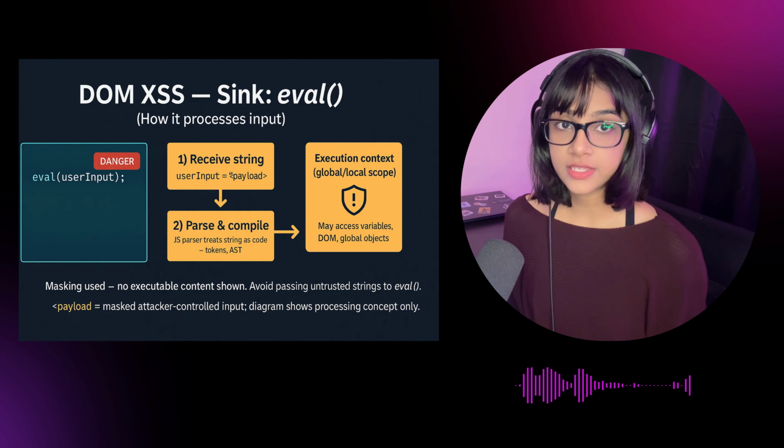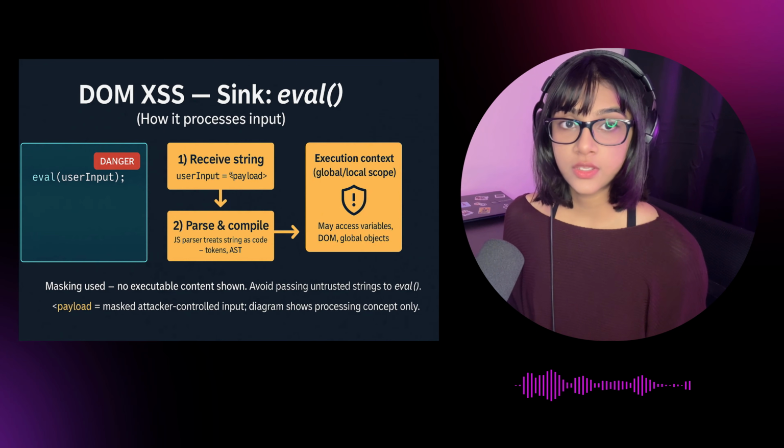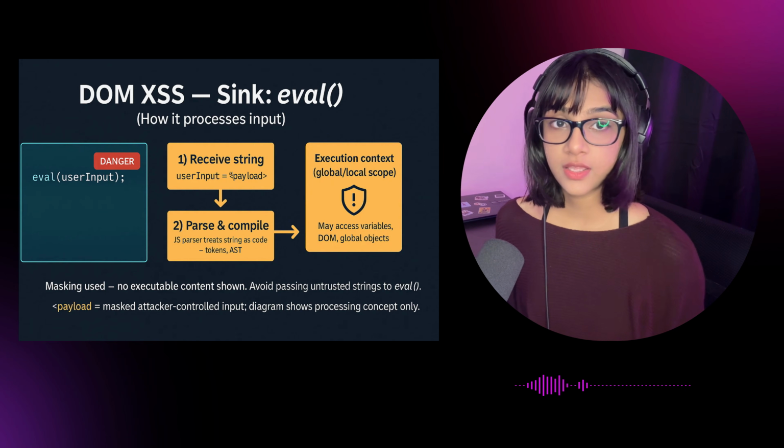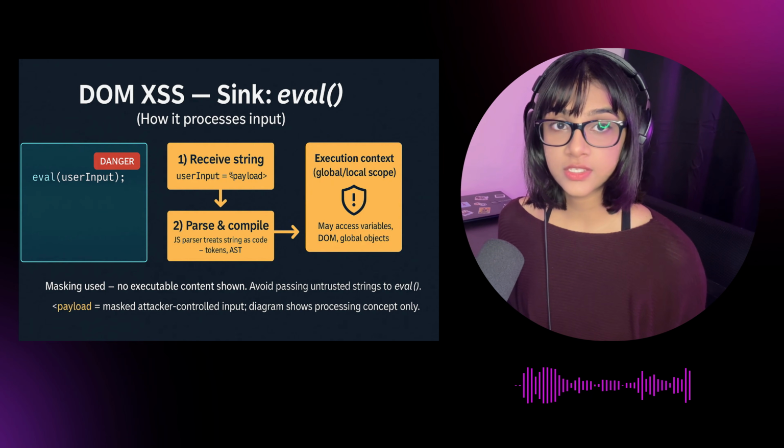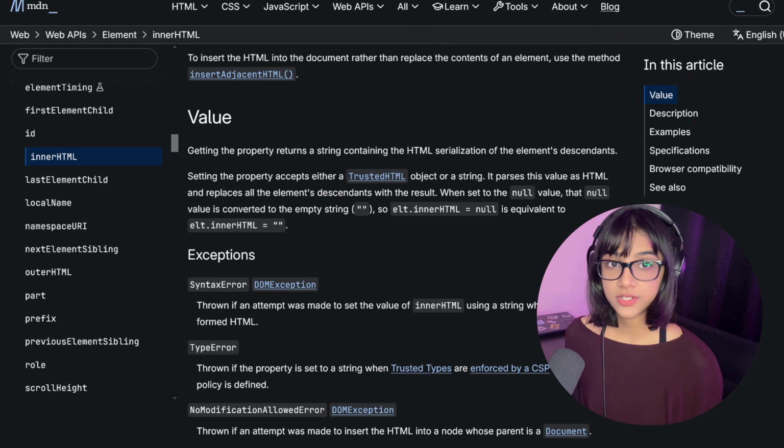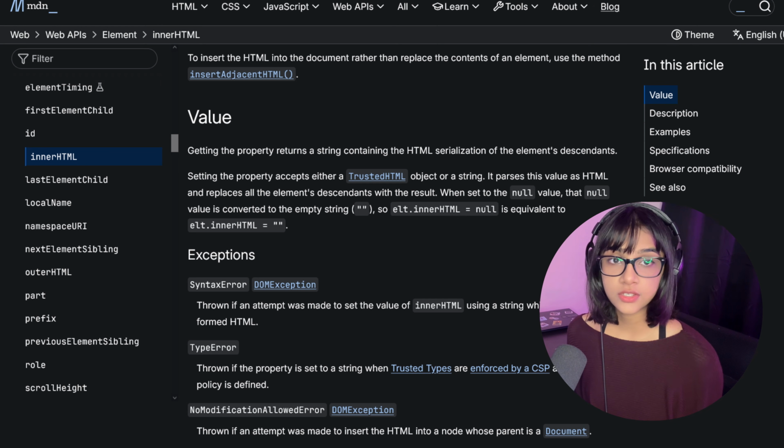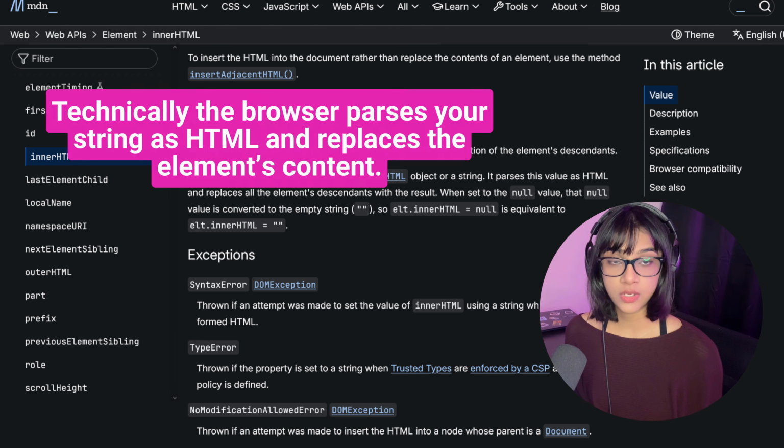For example, the eval function. This function executes the JavaScript code without any sanitization. That leads to DOM XSS. Another example of a sink is innerHTML, document.body.innerHTML. It allows HTML and JavaScript code to be included in the HTML body, which gets executed by the browser, eventually leading to DOM XSS.